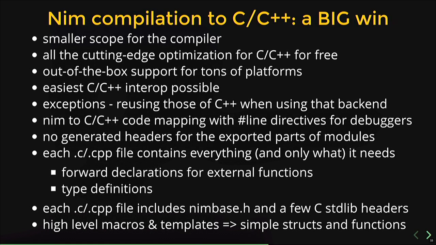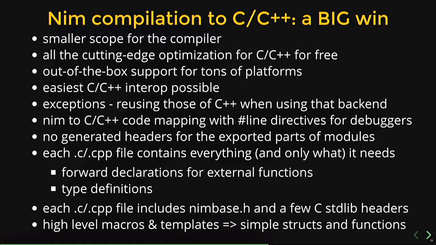So NIM compilation to C and C++ is a big win for a few reasons. The scope of the compiler is reduced greatly because we end up leveraging all of the optimizations in GCC, Clang, and whatever. We also don't have to think about code generation and register allocation. It also gives us support for a bunch of platforms out of the box. And NIM is the language which has the easiest interoperability with C++ because it basically compiles to C++. We'll see later how the two languages can talk to each other.